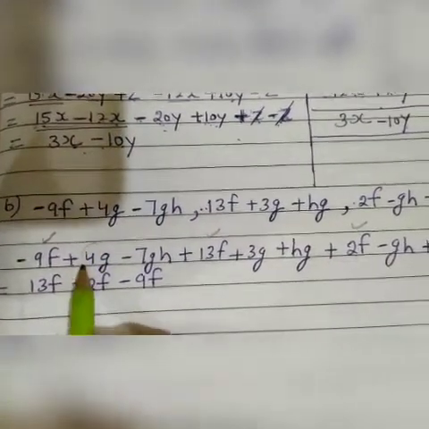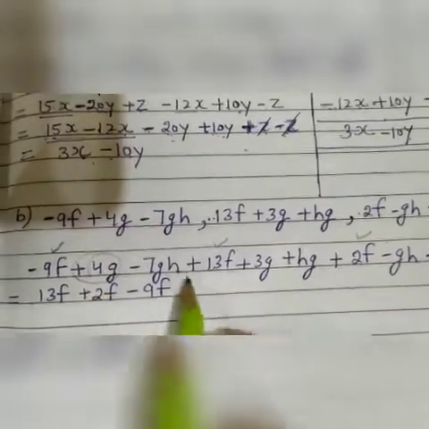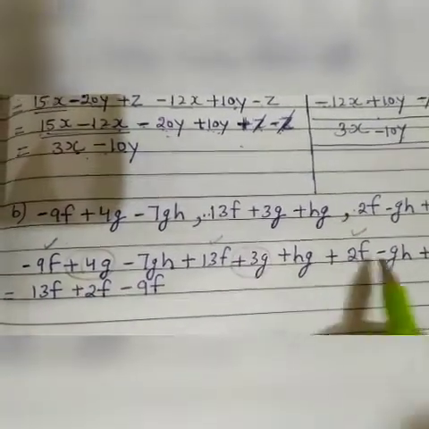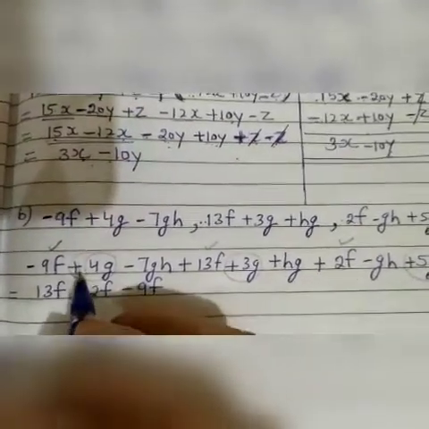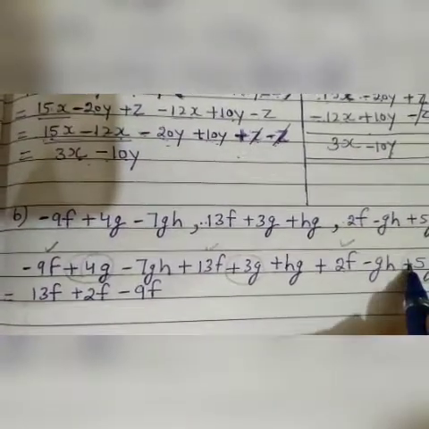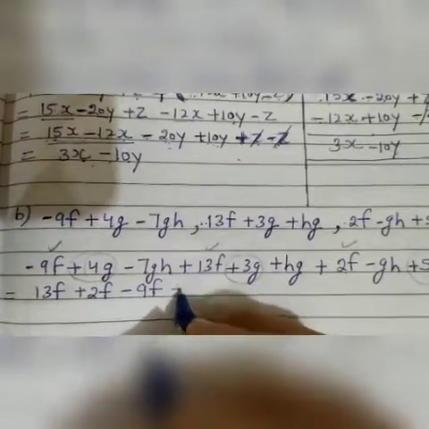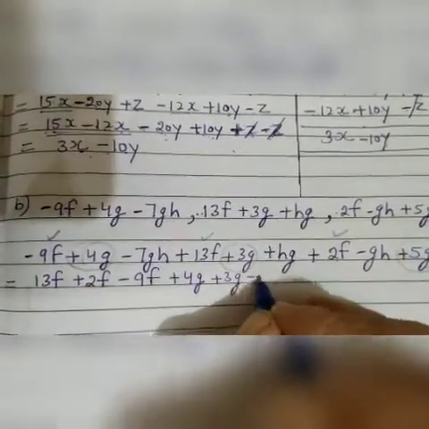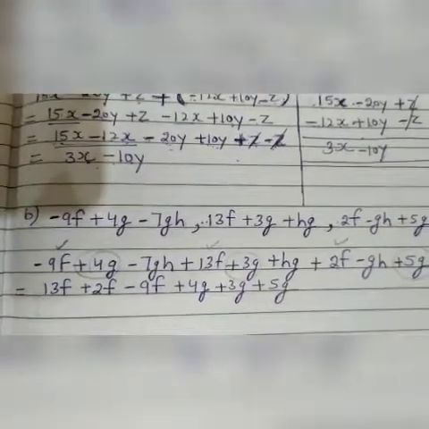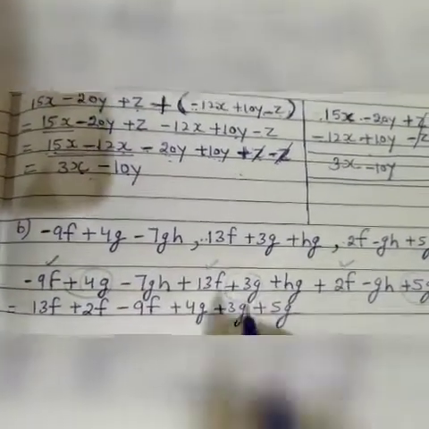Now next, again we will select like terms. See, this is plus 4g, then this is plus 3g, then this is plus 5g. These three are like terms, and all three are positive. So we will start from here. We will write it plus 4g plus 3g plus 5g. Clear? Now the remaining three terms.